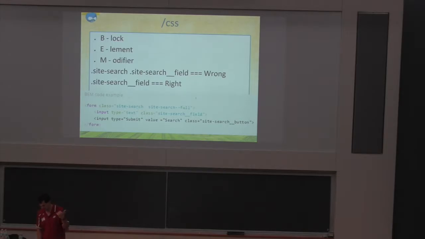Element is, in this, you can see a site search field would be an example of an element. Another example is site search button. So each element would get its own class name, and you wouldn't reuse these in other places. The last one is modifier, and site search full is an example of a modifier here.